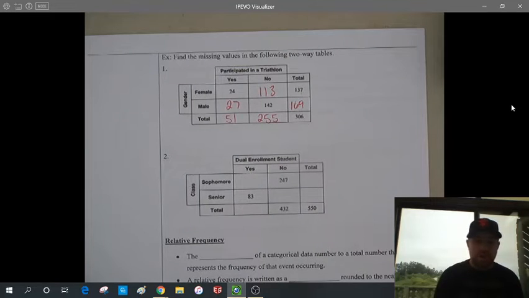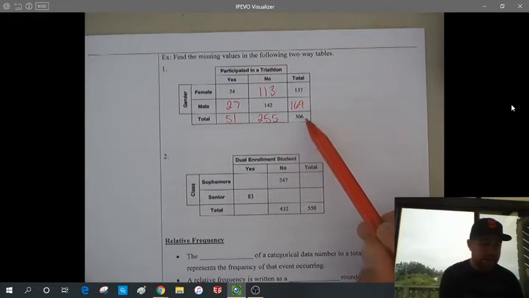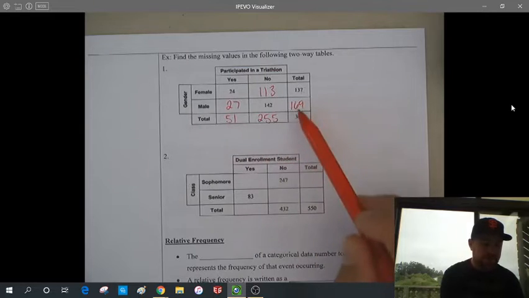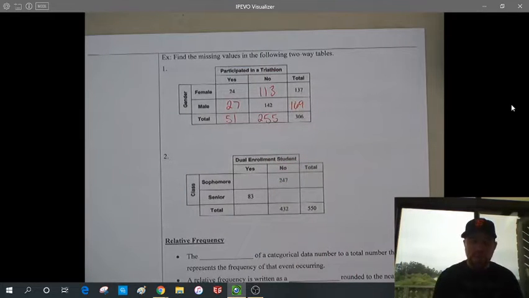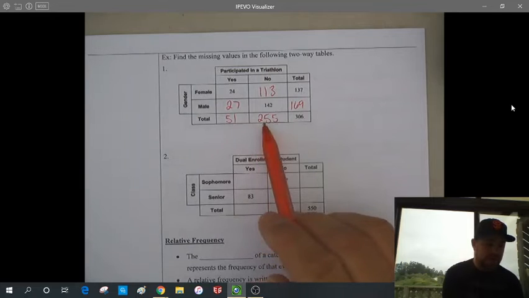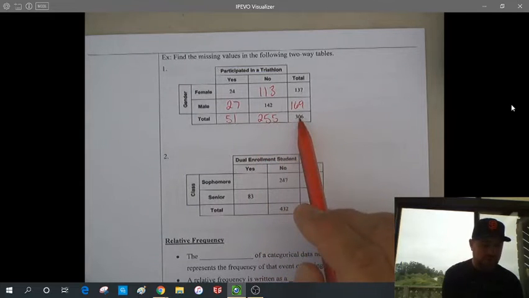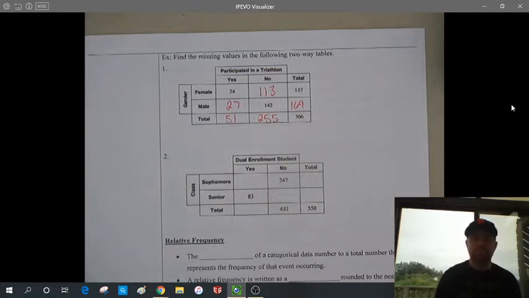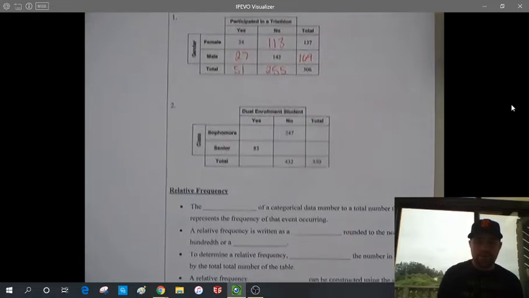And now just to verify, I'm going to go ahead and add 51 and 255. I also get 306 when I do that. And so that's going to verify that these numbers and the way that I made the table should be accurate, because the total that I ended up with for these two numbers also makes my total number of 306 down here. Okay, practice that one more time down here.